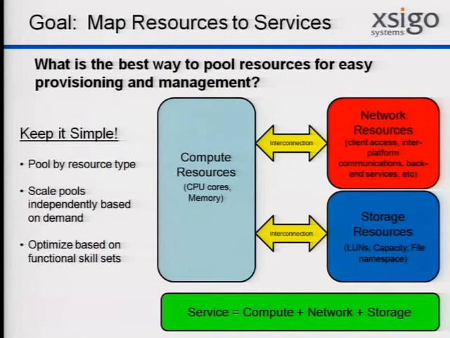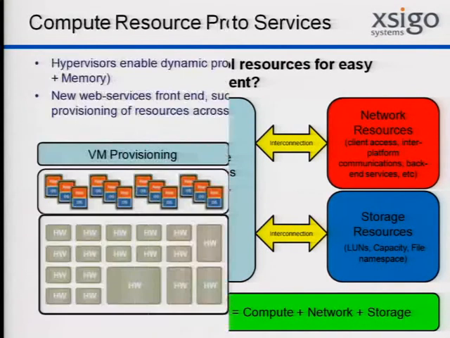So at the end of the day, the real goal in delivering services is how do I map resources to create a service? Ultimately, a service is compute plus networking plus storage. That's not a big stretch here. But part of what we're here to talk about is, look, keep it simple. You've got certain skill sets in your environment. You've got certain tools available today. Pool your compute resources. Pool your network resources. Pool your storage resources. Do it by type. That way you can scale your pools independently. You can optimize based on the functional skill sets that you have in your environment. It's not a really big epiphany there, right?